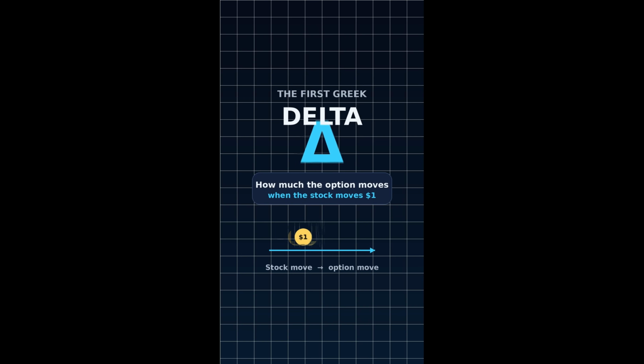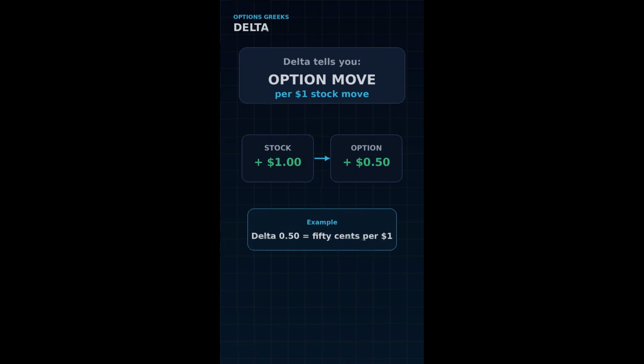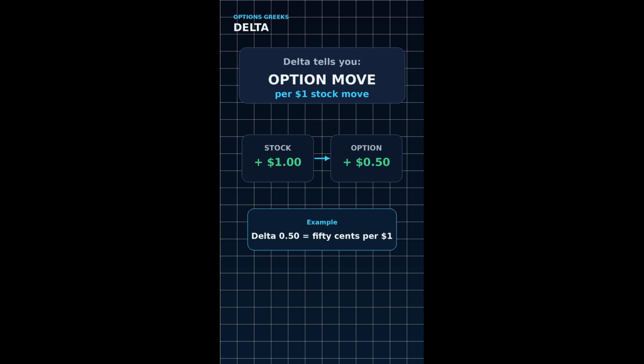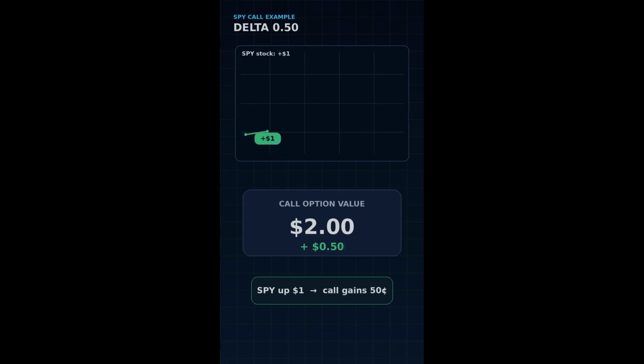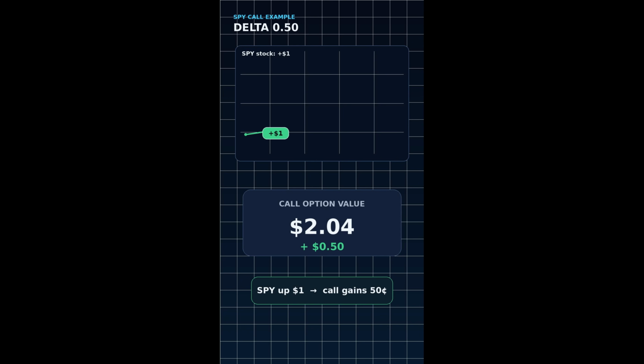The first Greek, and the most important one for directional traders, is Delta. Delta tells you how much your option's price is going to move for every dollar move in the underlying stock or index. If you have a call option on SPY with a delta of 0.50, that means for every $1 SPY moves up, your option is going to gain approximately 50 cents. If SPY drops $1, you'll lose 50 cents on that option. Simple as that. Now here's where it gets interesting.